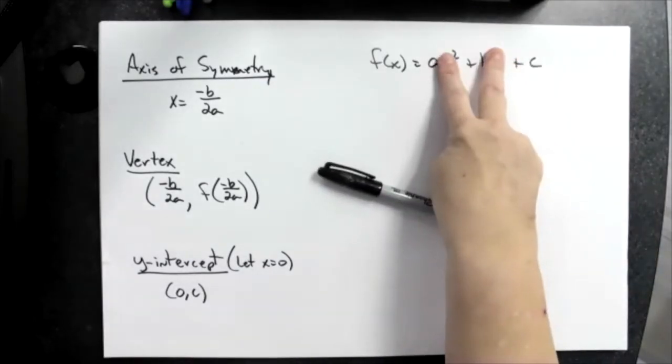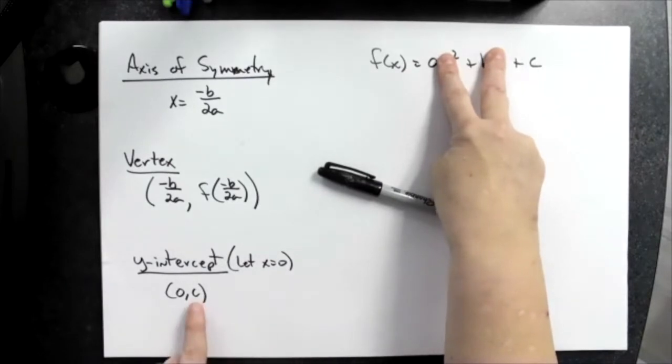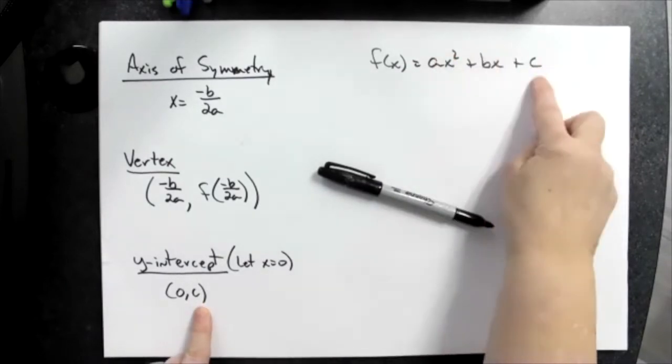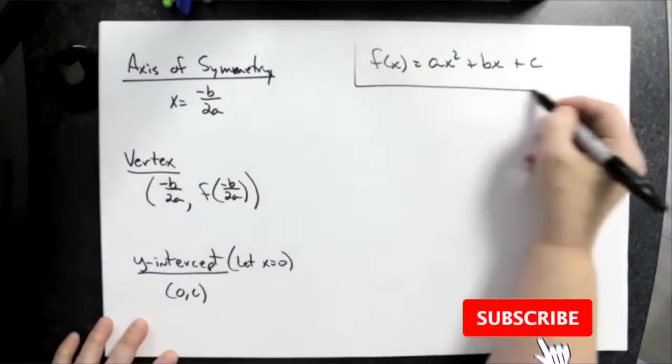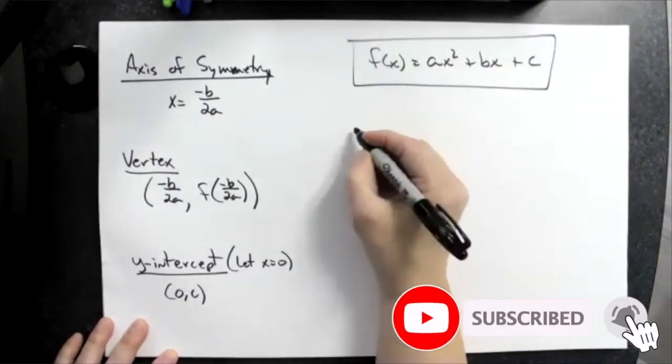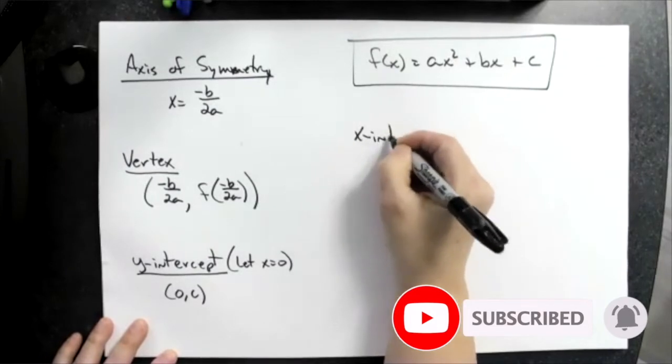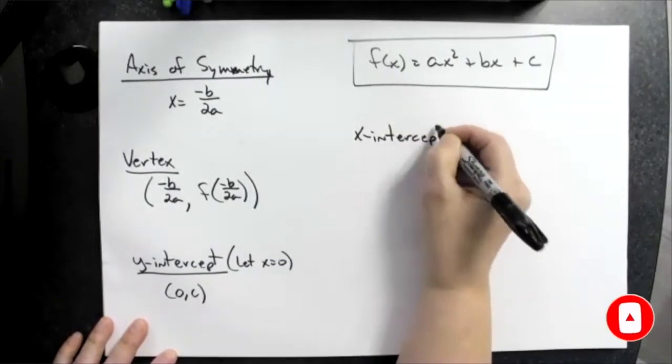So these two terms fall out. So then the y-coordinate of that y-intercept has to be the value C right there. Okay, now let's go ahead and put that in the box so I can put some more over here. We are going to calculate our x-intercepts as well.